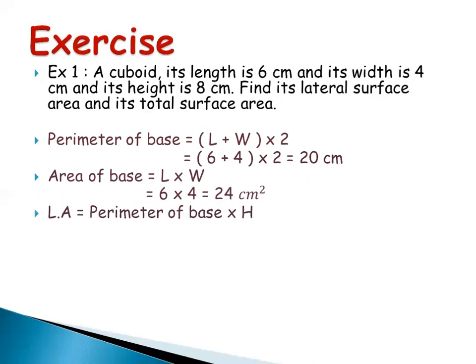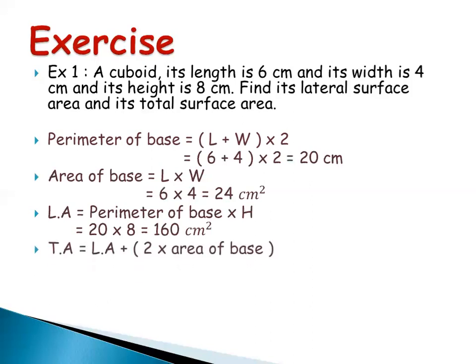Lateral area equals perimeter of base times height. This means I'm going to multiply 20 by 8 equals 160 centimeter square. To get the total area, I'm going to add the lateral area to 2 times area of base. This means I'm going to add 160 to 2 times 24, and my answer is 208 centimeter square.